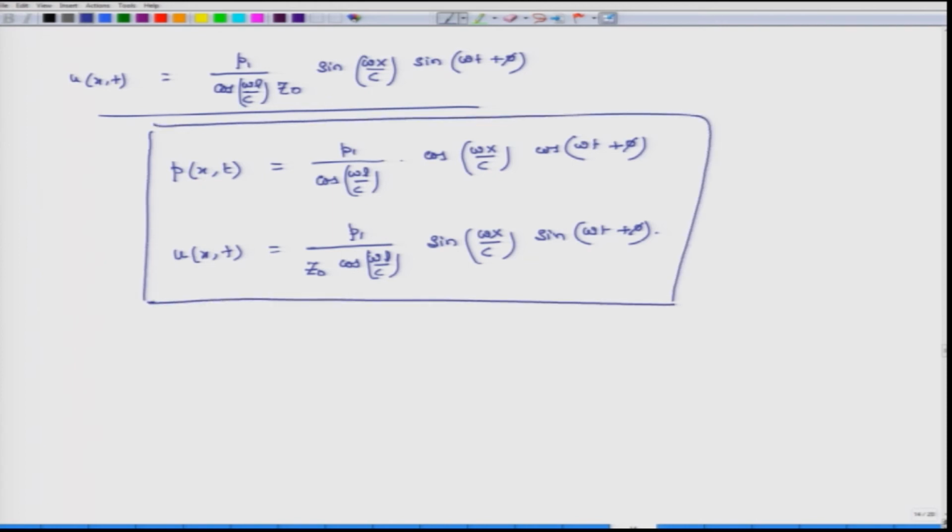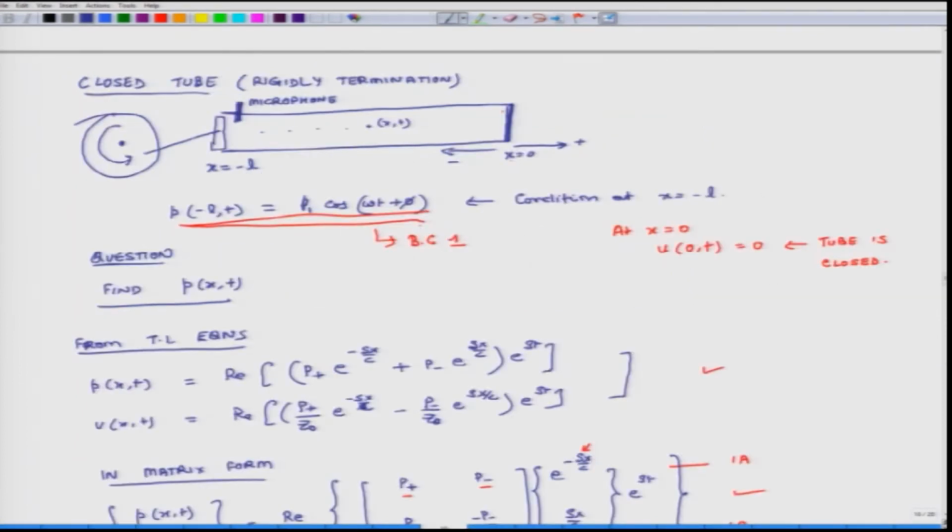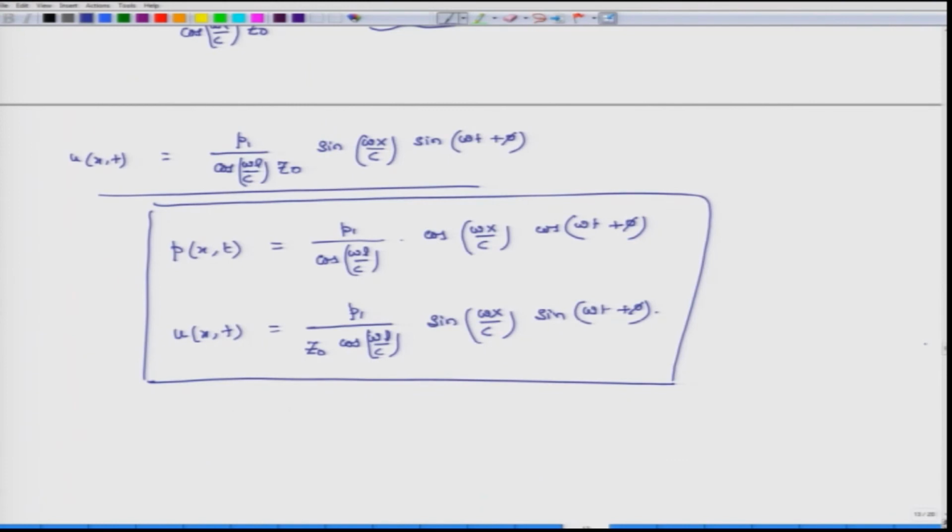for pressure and velocity in a tube as shown here, which is a rigidly closed tube, and the pressure at x equal to minus L, which is the open end, is defined by P1 cosine omega t plus phi. If I use these boundary conditions and the transmission line equations, and patiently run through all the mathematics, I can actually predict pressure and particle velocity at all the points in this system. So, this is important to understand.